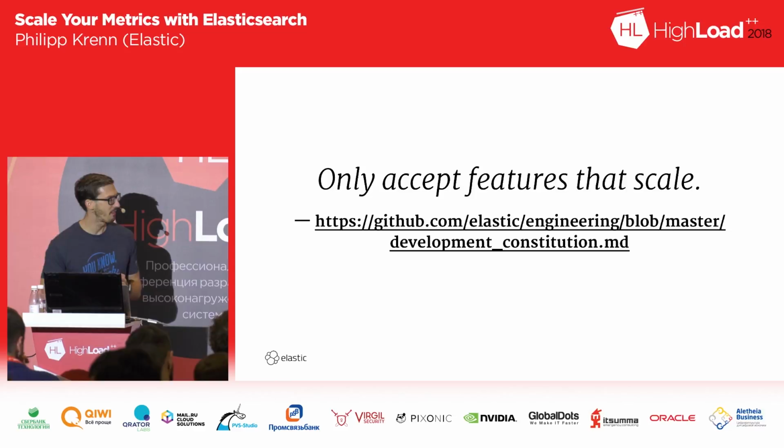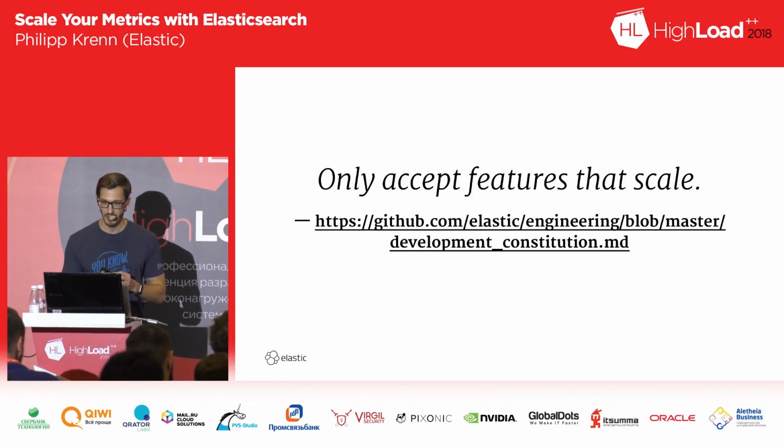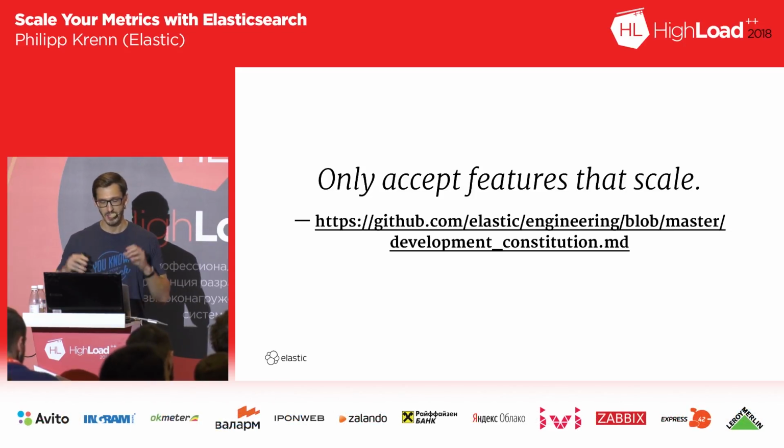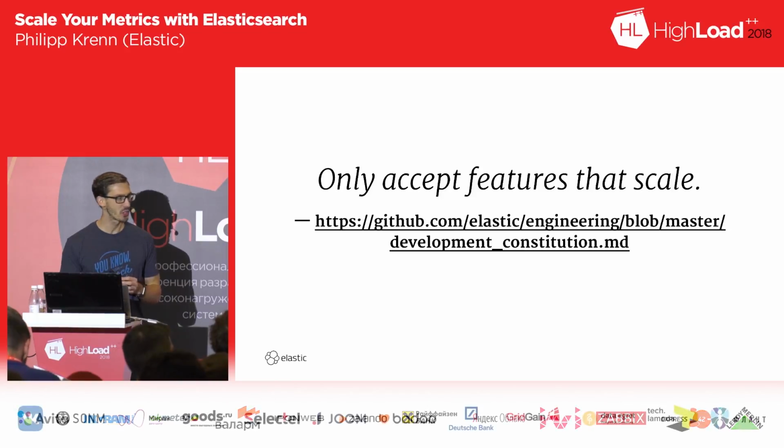We have this development constitution, which is an interesting document we have on GitHub with the principles that we have for developing. One of them, which I find very interesting, is if something is broken, we will remove it immediately, even if we don't have a replacement. I know that a lot of people don't like that much, but we want to get rid of broken features early on. Another one is that we only accept features that scale.